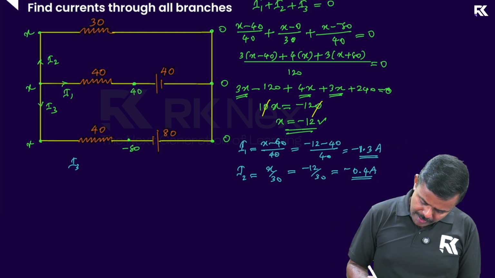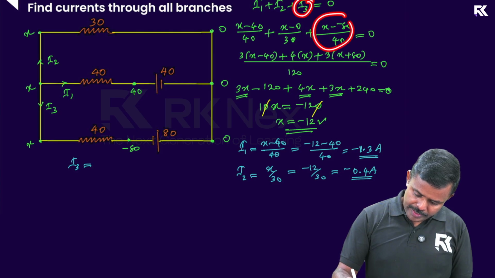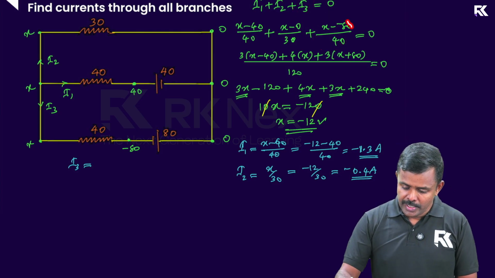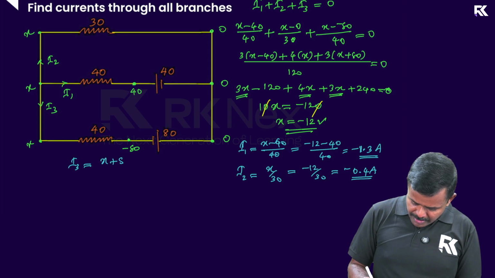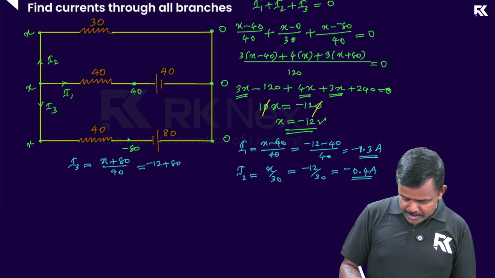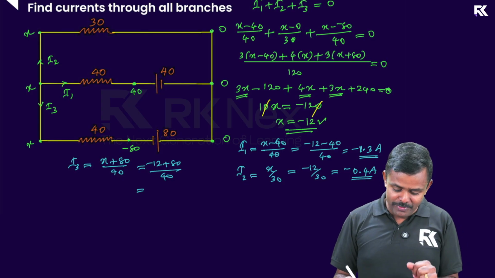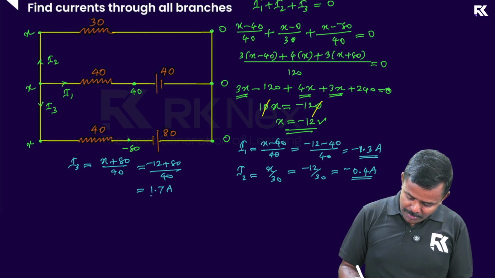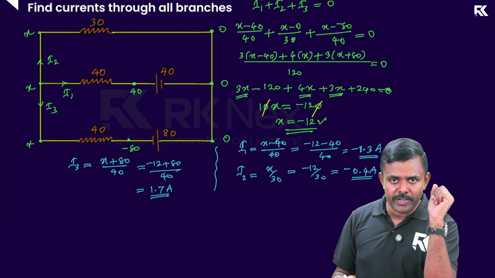And for I3, I can take I3 this way. This is I3, the third current, which is X minus minus 80, by 40. X minus minus 80 is plus 80, by 40, which is equal to what? Minus 12 plus 80 by 40, which is 68 divided by 40, and that's going to be 1.7 amperes. That's positive, right? So let us check if it is correct.